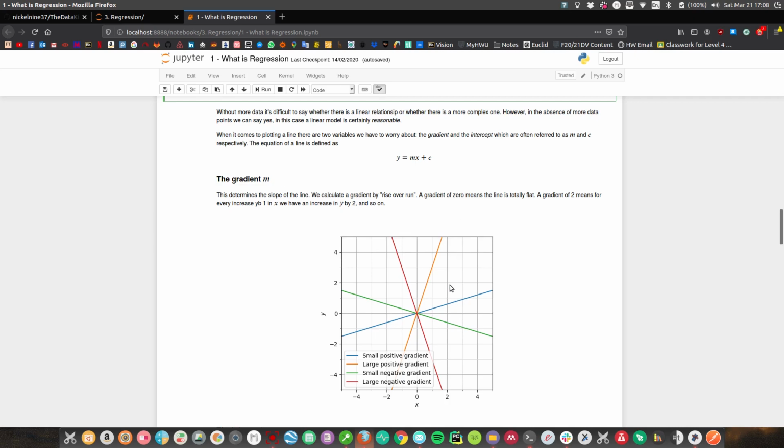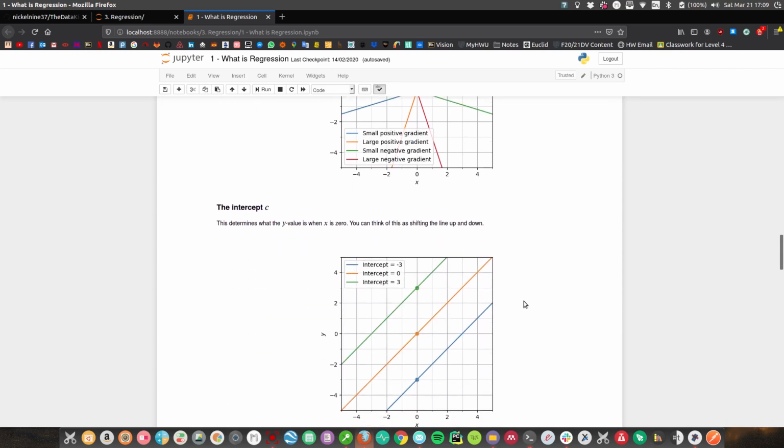So you can kind of see here, in this blue line here, we've got a small positive gradient. In this orange line here, we've got a large positive gradient. For these two here, for the green one, we've got actually a small negative gradient. So that means as x increases, y decreases. Whereas over here, we were having as x increases, y also increases. So this is actually a negative gradient. And same here for the red line, that's going to be a large negative gradient because it's a steep negative line.